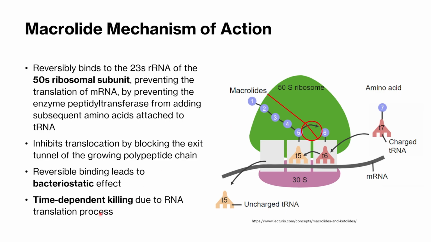They inhibit translocation by blocking the exit as well. So imagine a little tunnel over here where the amino acid chain's coming out. Sometimes the macrolides are a big molecule. Sometimes they get stuck in there and they just kind of jam things up. It's like a traffic jam in the tunnel.